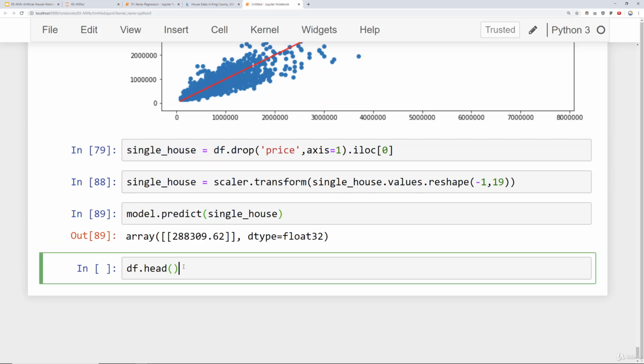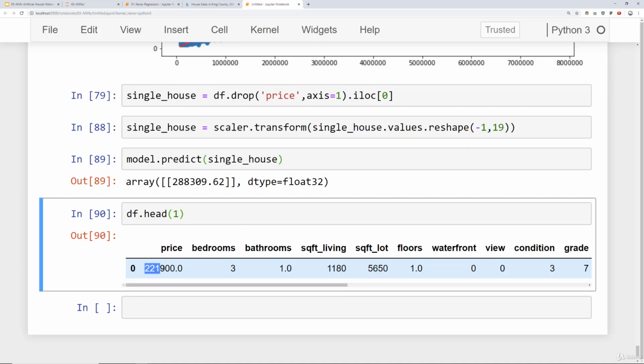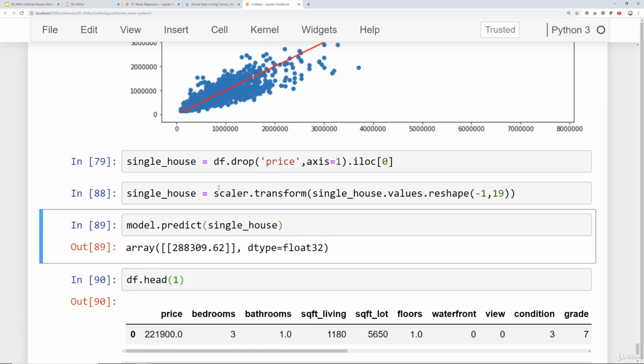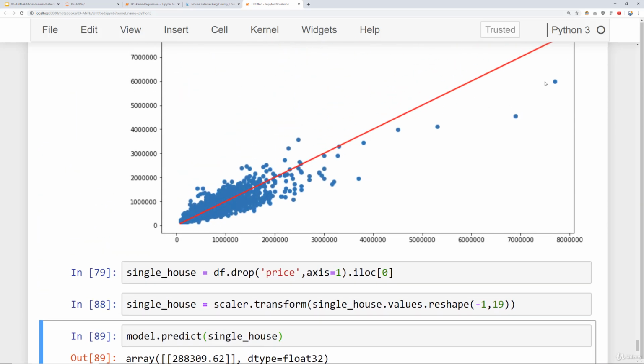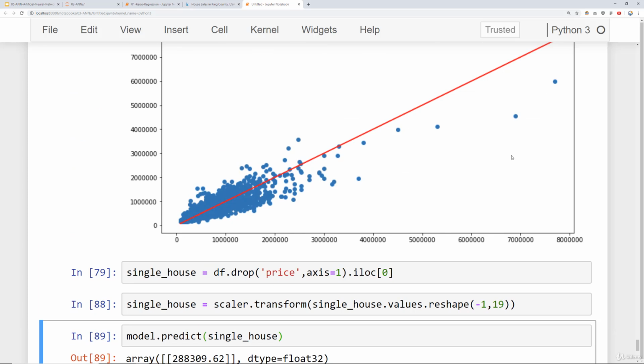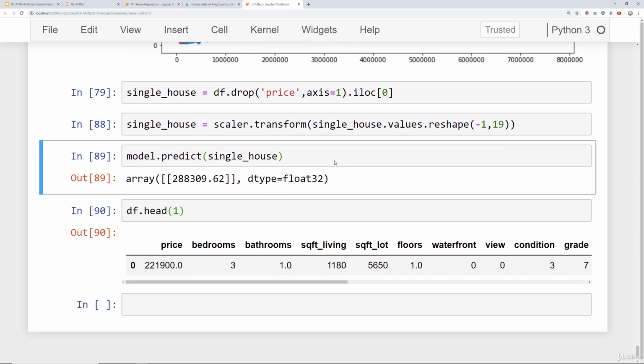And if I take a look at df.head, the very first item there, just show one. The true price it sold at was $221,000, and I'm predicting it will sell at $288,000. So it looks like we are kind of overshooting here. And again, that may be an issue when we're trying to fit to these extreme values. So an interesting next step to actually undertake would be to retrain your model by dropping out maybe the top 1 or 2% of values and see if that can reduce your mean squared error on your data set.